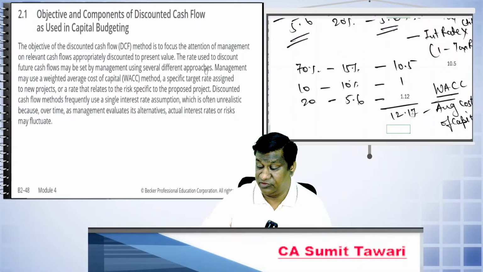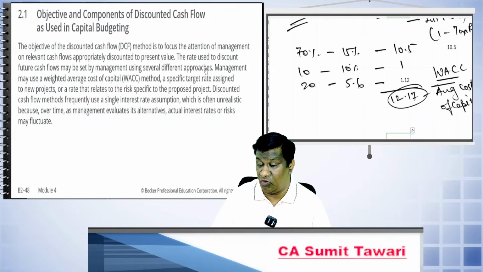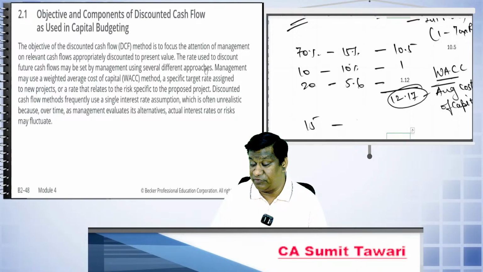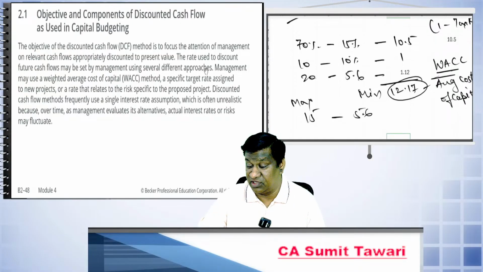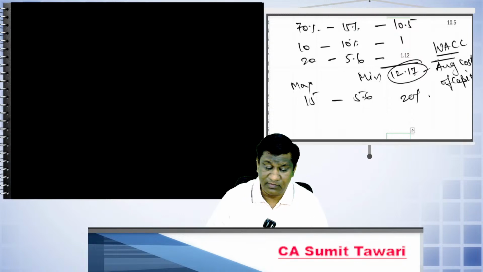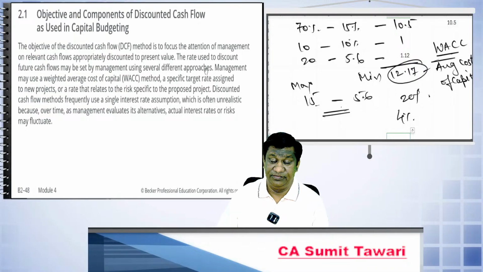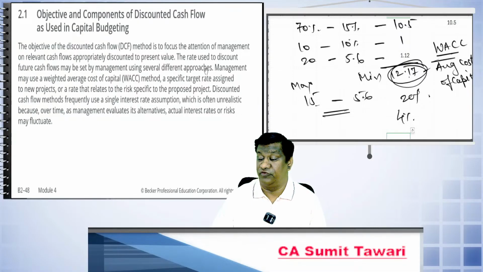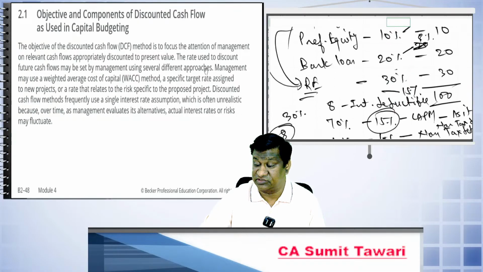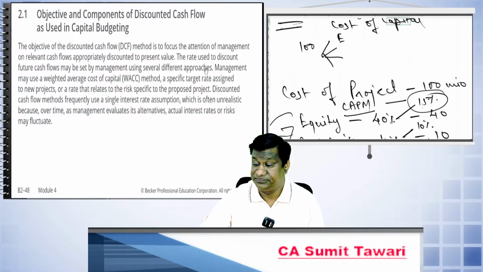And also keep in mind, your weighted average cost of capital is always between 15 and 5.6, meaning maximum expectation to minimum expectation. If by any chance it comes around 20%, that means somewhere it is wrong. Or 4%, that means somewhere it is wrong. It always lies between 15 and 5.6. Clear? So this weighted average cost of capital we need to consider as a discounting factor while evaluating the project.